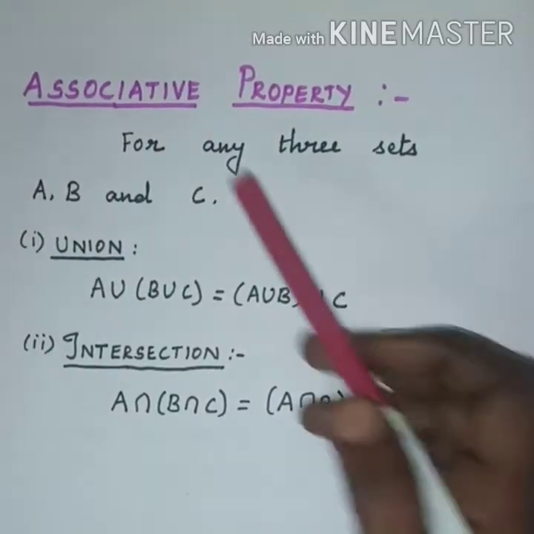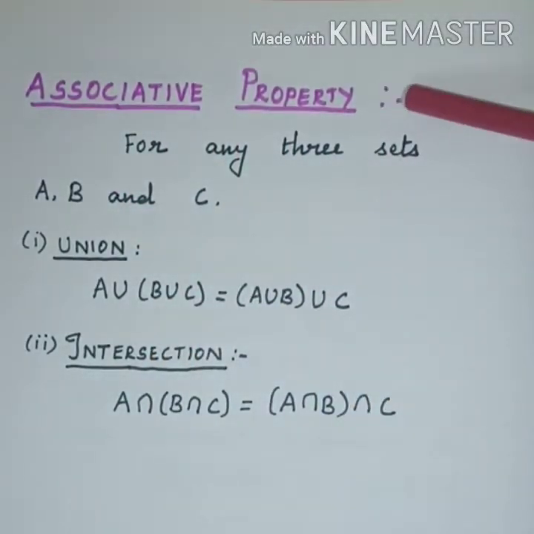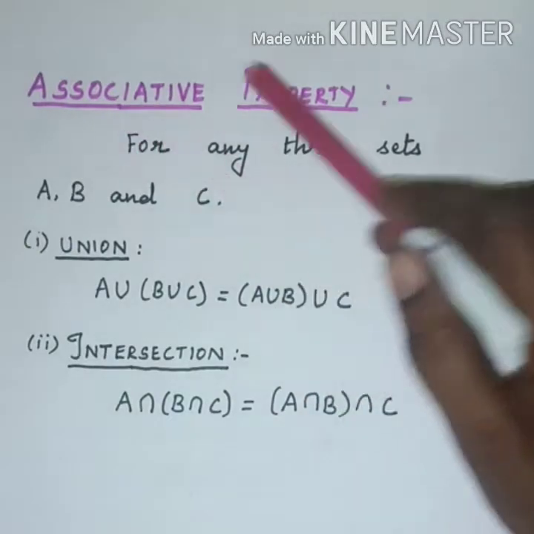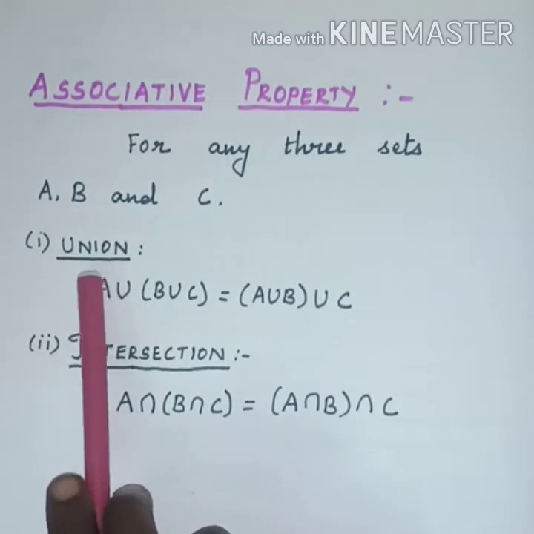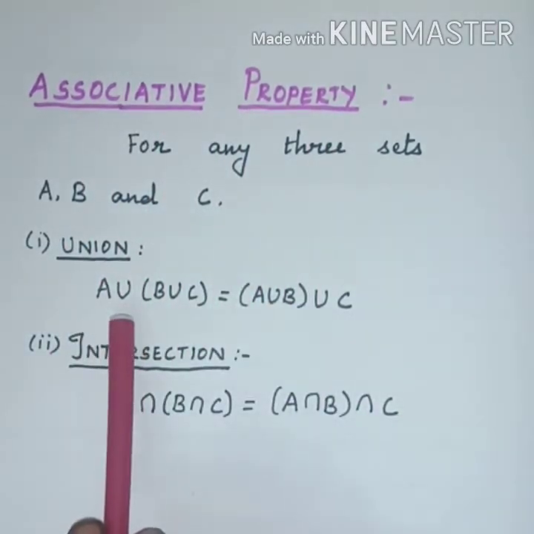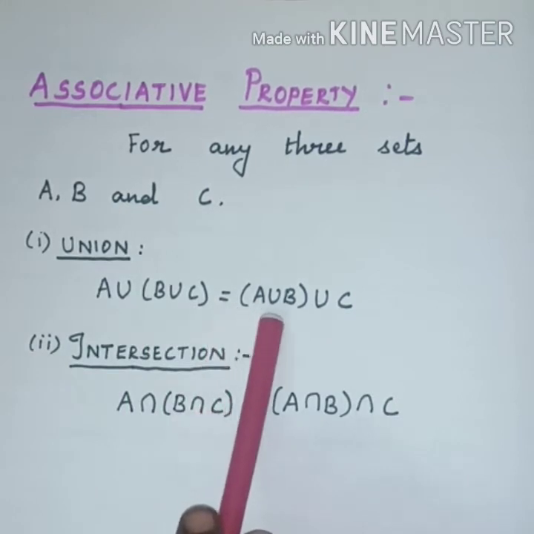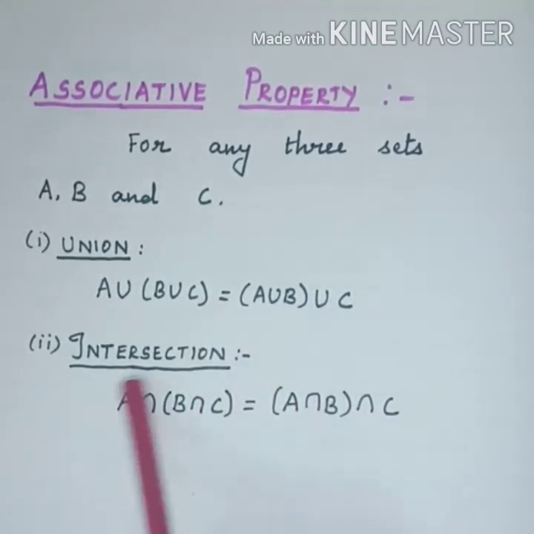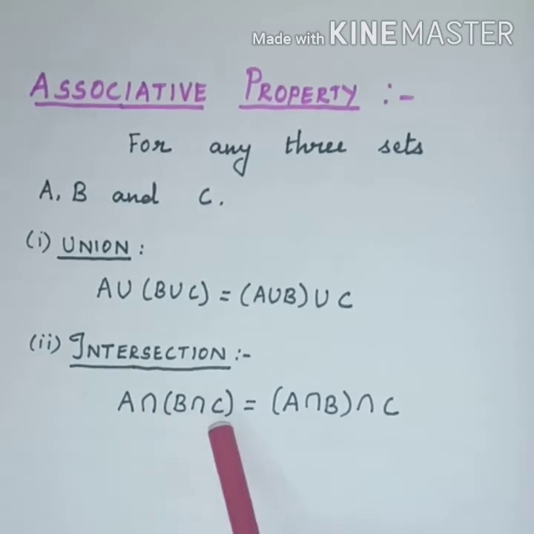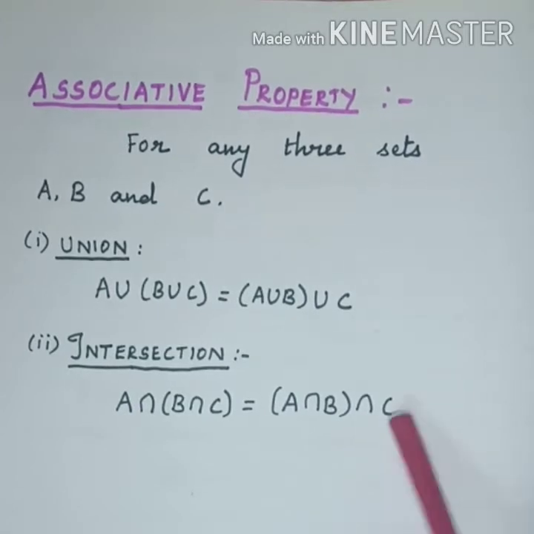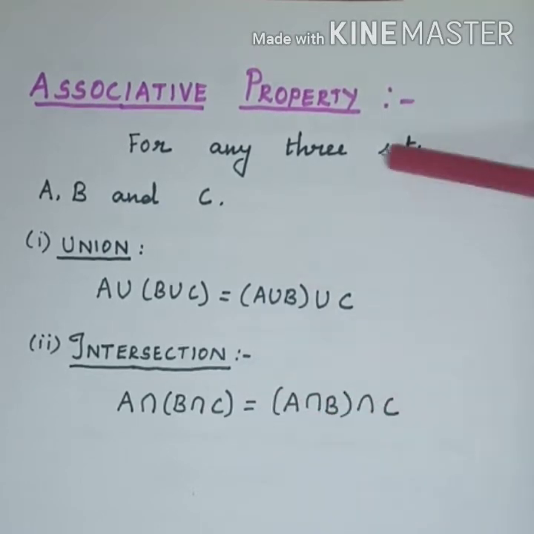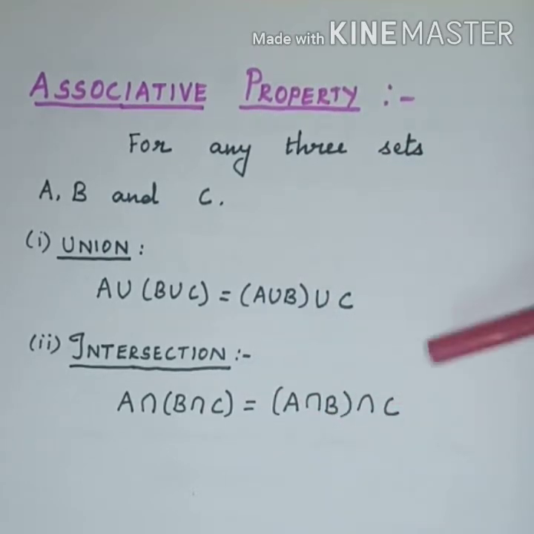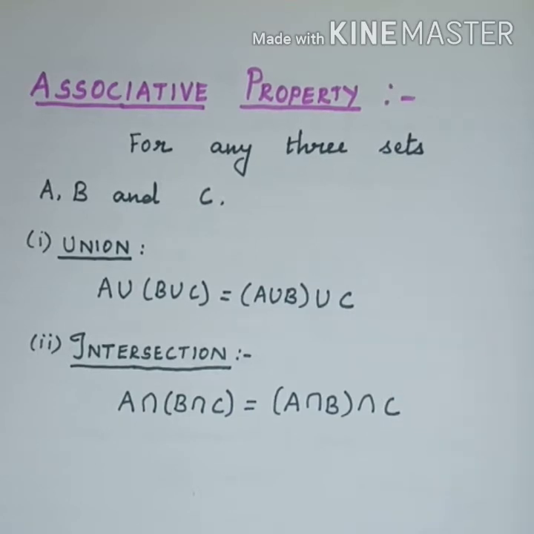Next, we will revise associative property. Associative property is also a very important property. Associative property is nothing but, for any three sets A, B and C, the associative property for union is (A union B) union C is equal to A union (B union C). For intersection, (A intersection B) intersection C is equal to A intersection (B intersection C). This is the associative property for union and intersection. This may be asked for 2 marks also. Okay, you have to be ready to write this in your exam.